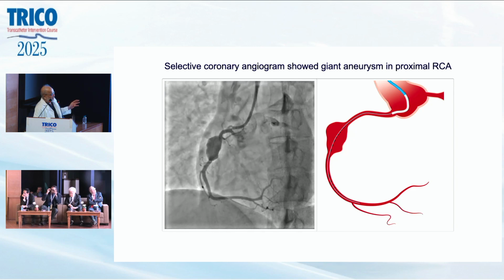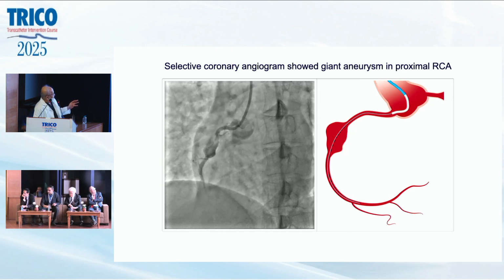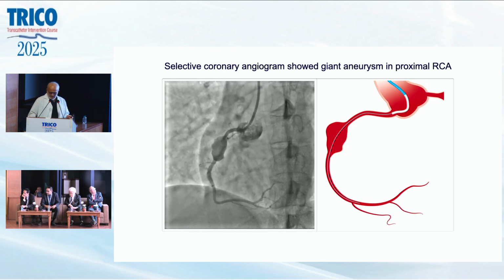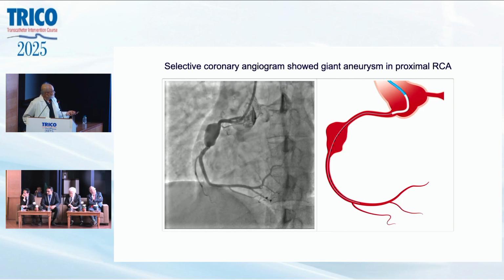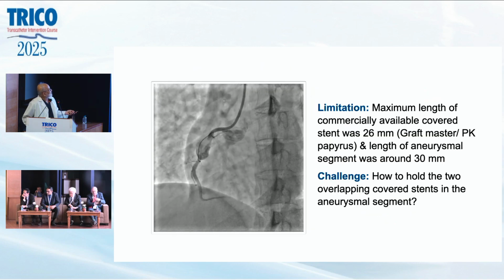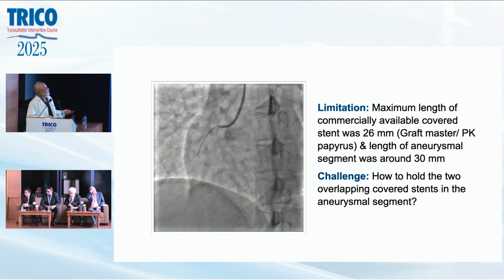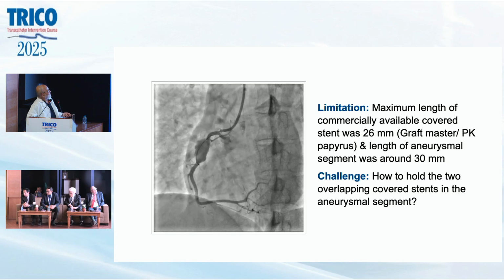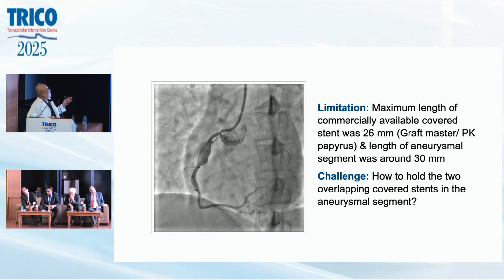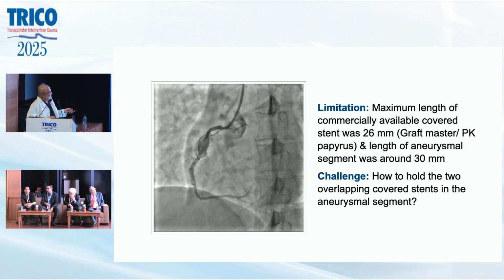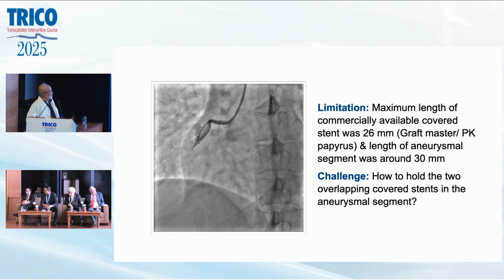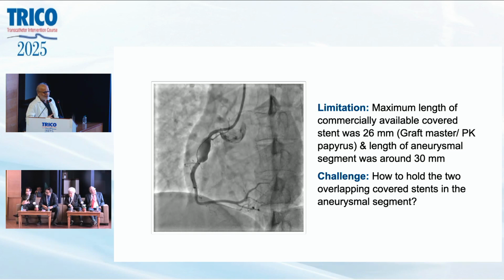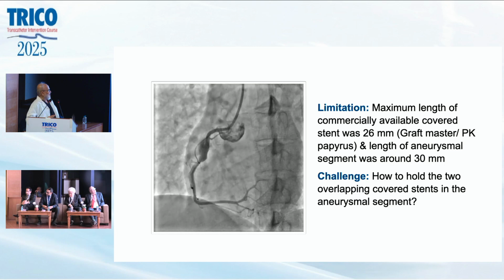Now we had Papyrus with us, a covered stent. Papyrus has its limitation. We measured the length of the aneurysm. Graftmaster and Papyrus, both covered stents, were available up to 26 millimeter length. And this aneurysm length was quite long. What to do? Here, my colleague Sanjay came out with a brilliant idea.